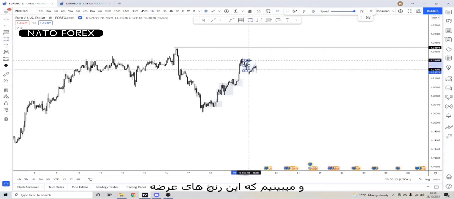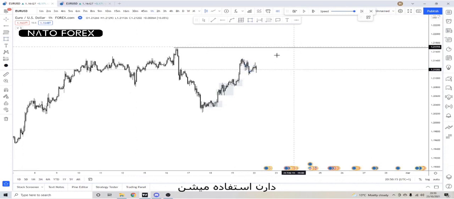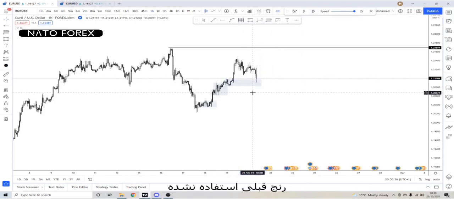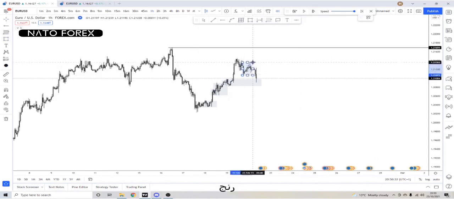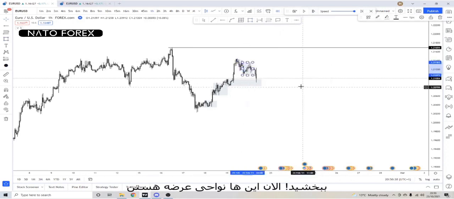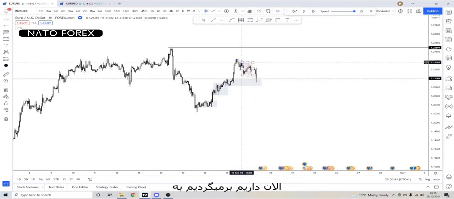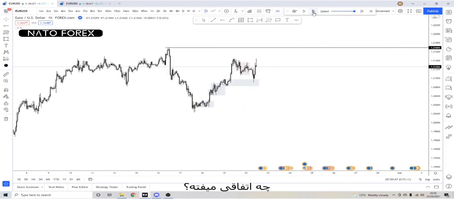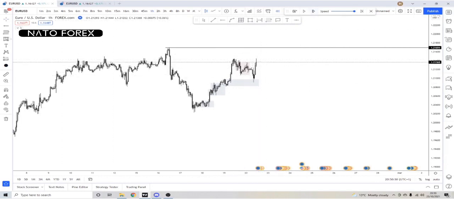So now we can see that these supply ranges are just used to sell back into this unmitigated recent range. Sorry, these are our supply ranges now. Now we're selling back into our most recent range, and what happens? Price initiates higher.